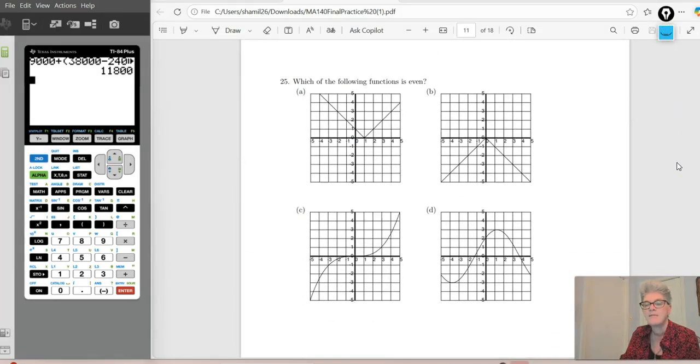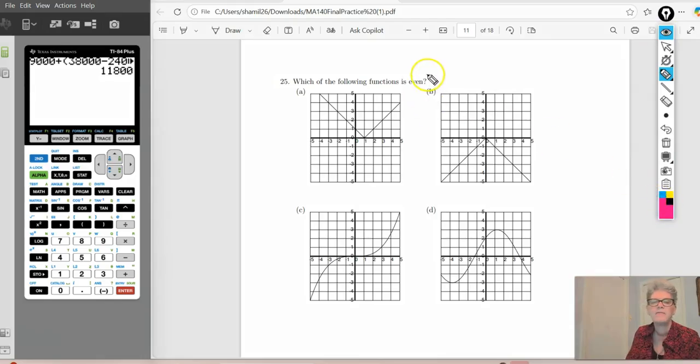Which of the following functions is even? Okay. So if the question had been which of them was odd, remember what the test was for odd? You take the graph and you turn it upside down, and if you get the exact same graph, it's odd. So that picture at C, that is an odd function. But we haven't been asked for odd, we've been asked for even. What's the test for even? Well, for even, an even function, the graph is symmetric with respect to the y-axis. So the y-axis acts like a mirror.